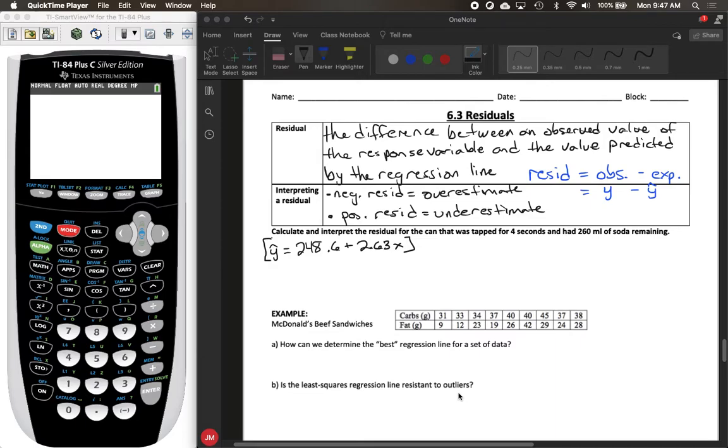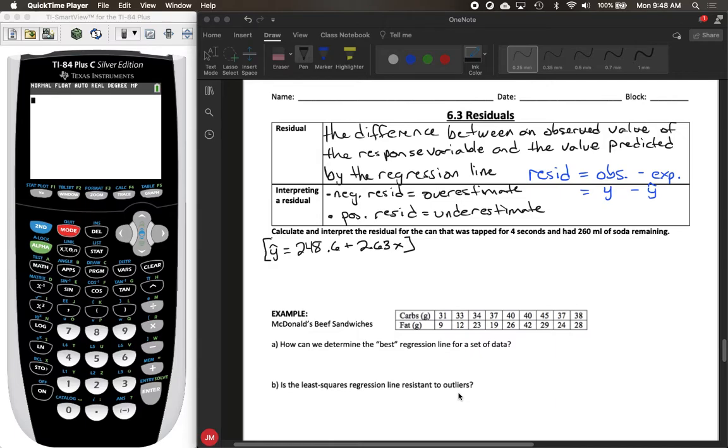In 6.2 we spent time trying to find a line of best fit that would go through the data as best as possible. And in 6.3, residuals are going to be a way for us to measure how effective our line of best fit is at predicting the values for the data. A residual is the difference between the observed value of the response variable and the value that's predicted by the regression line. In other words, you're looking at how far off your prediction was from what actually happened.